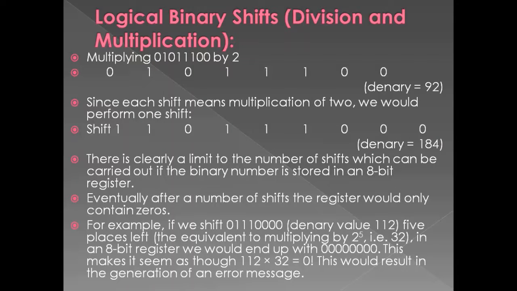Now let's have an example of multiplying by 2. This is the number and we have to multiply it by 2. Its denary value is 92, and one shift means multiplication by 2, so we would perform one shift. And how do we do that? This 0 comes over here, this 0 comes over here.